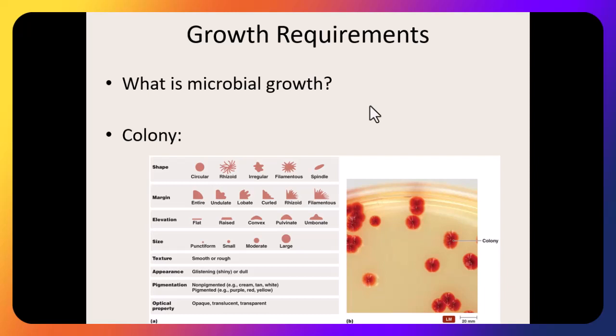Is it completely transparent? Is it not? Like it's a white color, you can't see through it. Is the texture smooth or rough? Is it shiny? Is it kind of dull and flat? If you look at that margin, is it like a perfect circle, or do you see some ridges? Some might look more filamentous. There are different shapes, different elevations. There are lots of different ways we can describe what colonies look like, and different bacteria species do have very distinct colony morphology. So again, our first clue on what a bacteria is always what it looks like on our plates.